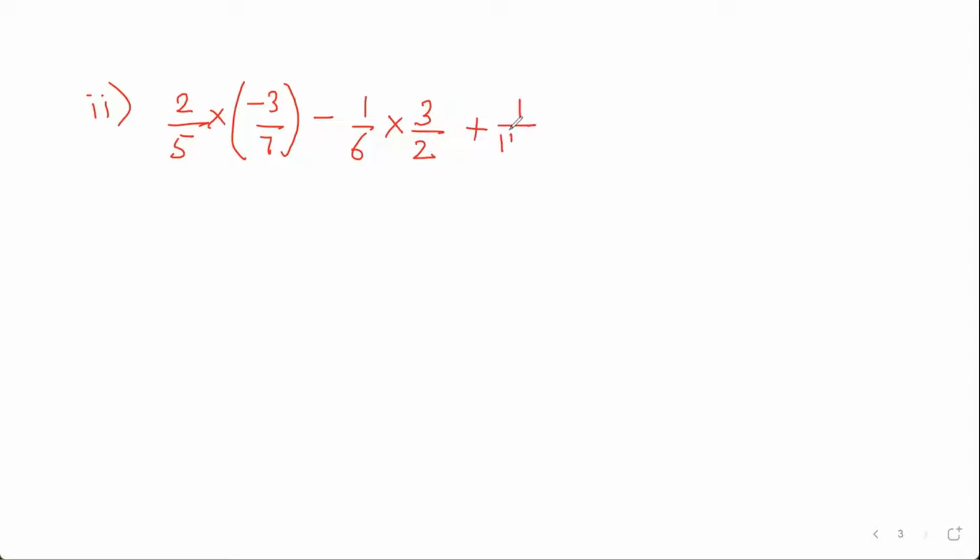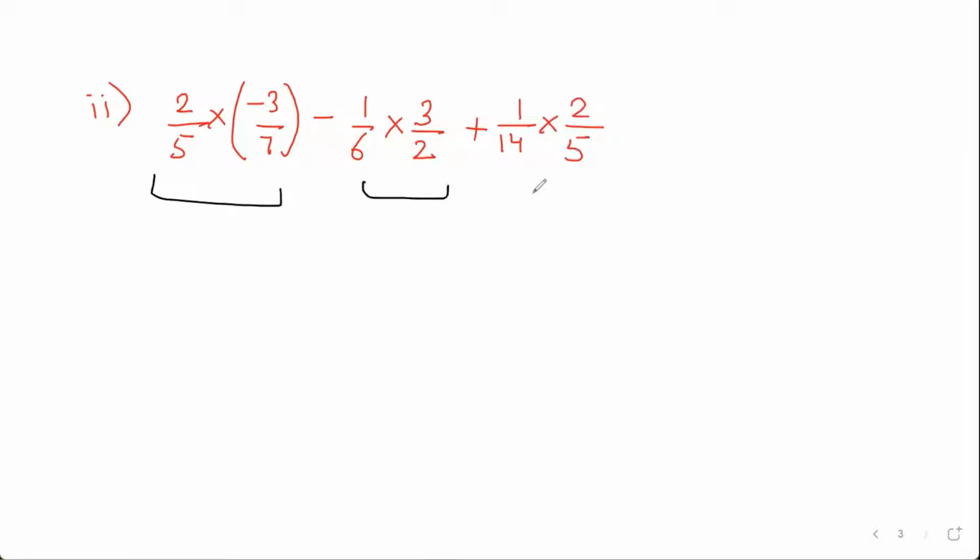Let's discuss. So the second part of first question is 2 by 5 multiplied by minus 3 by 7 minus. Now the term is separating. See, this is the first term. Now this minus is separating the term. So minus 1 by 6 multiplied by 3 by 2. This is again one term, second term. Now plus 1 by 14 multiplied by 2 by 5.